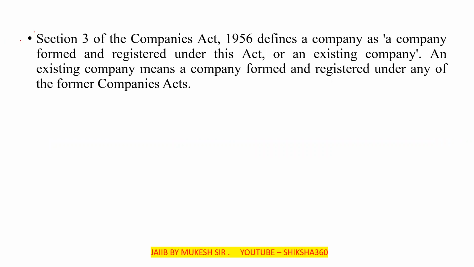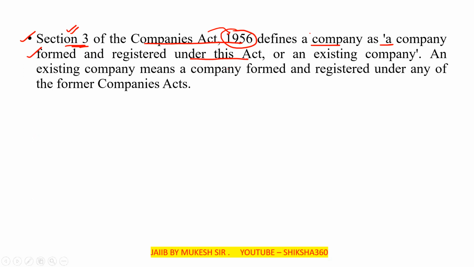Section 3 of the Companies Act 1956 defines a company. Please remember that section 3 is the section which defines the company. Section 3 of the Companies Act 1956 defines a company as a company formed and registered under this Act.